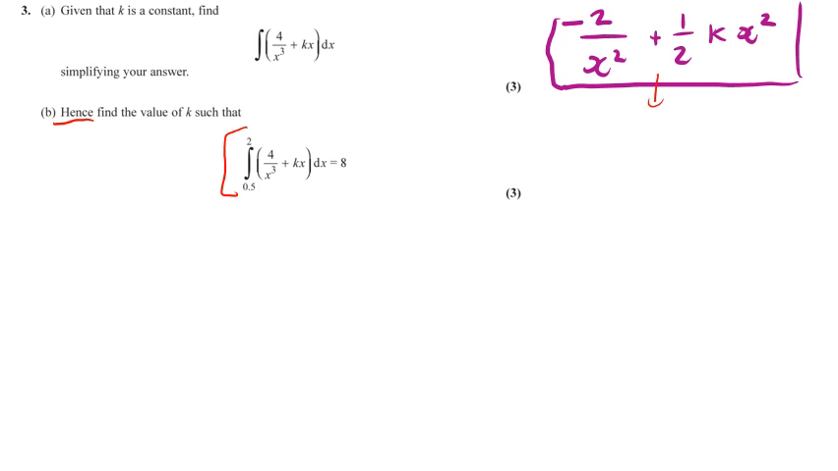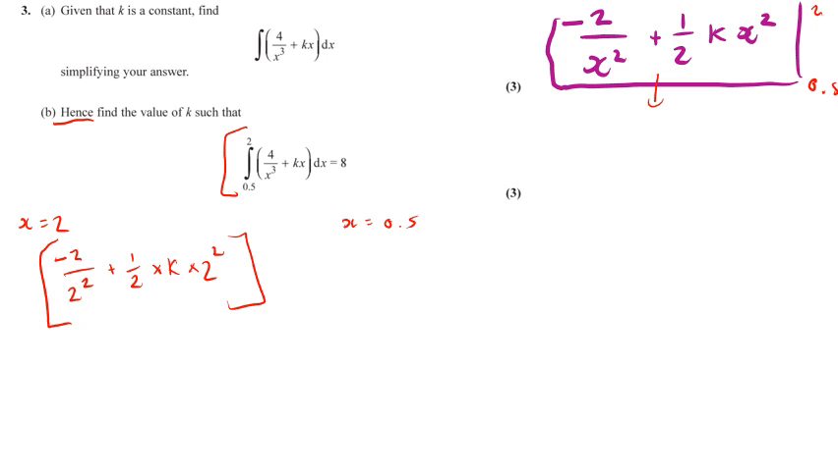So first of all, I'm going to substitute x equals 2, and then I'm going to substitute in x equals 0.5. So when x equals 2, I get minus 2 over 2 squared plus half times k times 2 squared, and I'll simplify that in a minute. And then when x equals 0.5, we get minus 2 over 0.5 squared plus 1/2 times k times 0.5 squared. And then when we are integrating between two limits, we subtract to get our area, and we're told in the question that this is equal to 8.